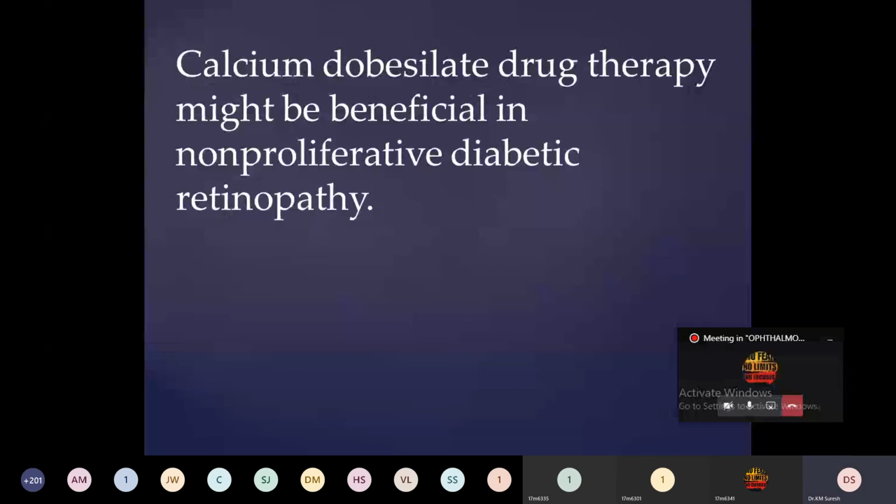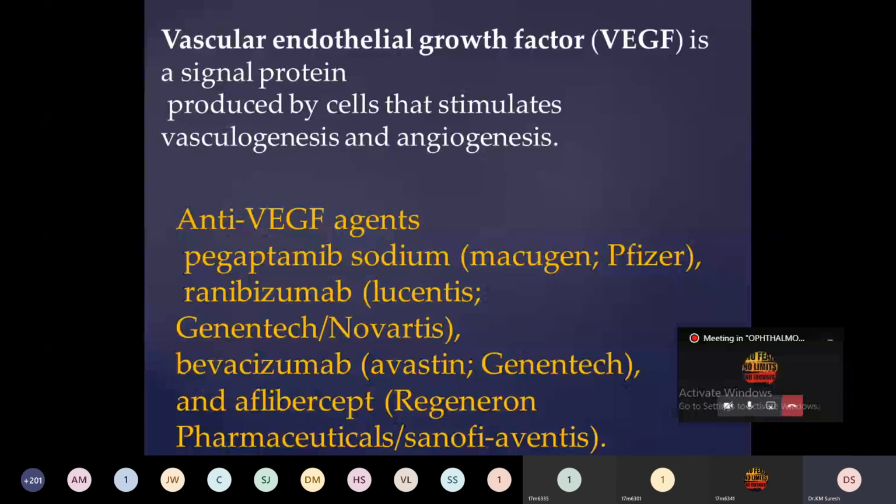Okay, so coming to the recent techniques that are used apart from laser. Laser, you know how to do it. So now intravitreal injections, anti-VEGF injections to combat the effects of vascular endothelial growth factor: you have pegaptanib sodium, ranibizumab, bevacizumab, and aflibercept. These are the medications that can be used intravitreally so as to combat the advanced diabetic retinopathy changes.